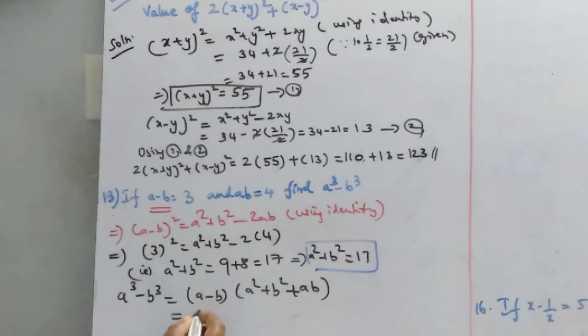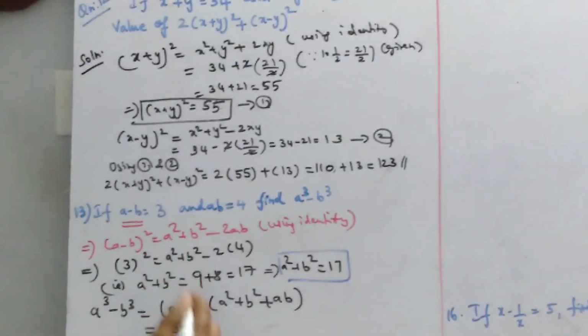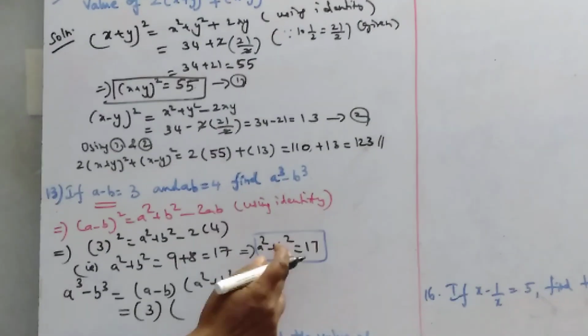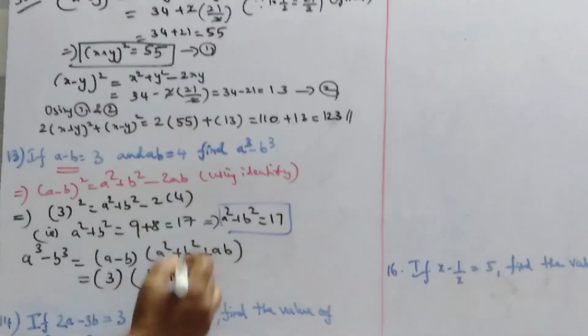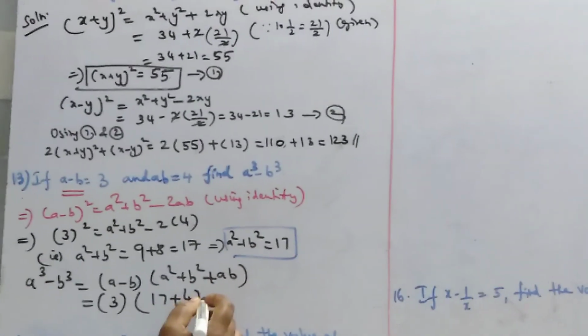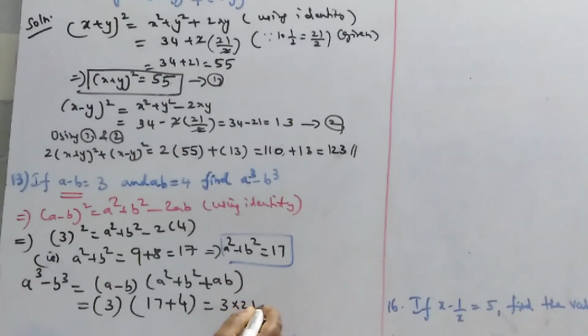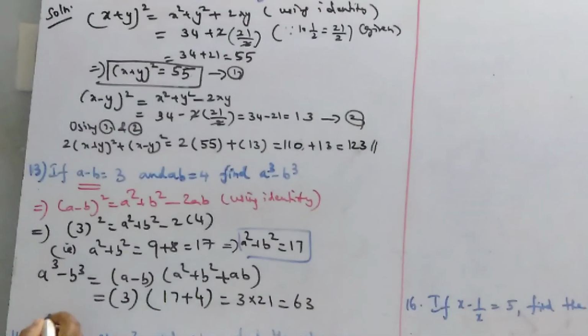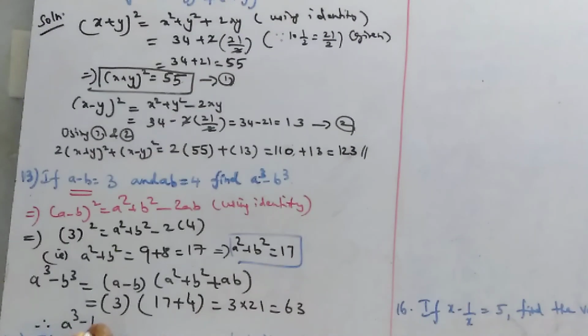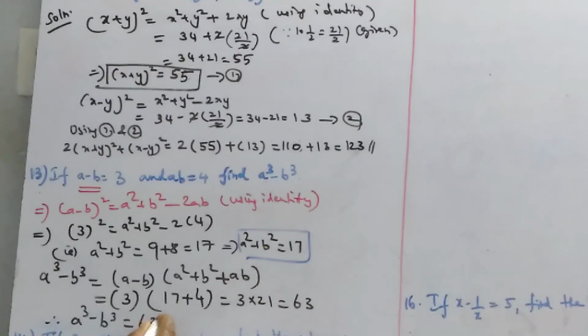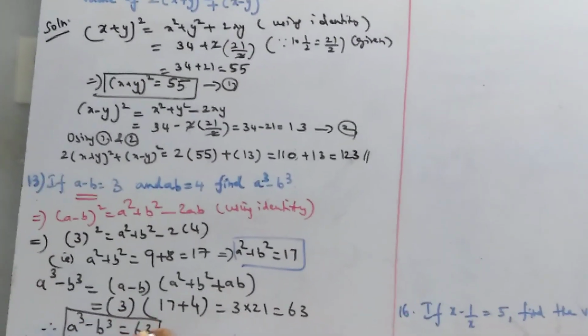Okay, so which is what? 3, a minus b is 3, which is given. Then a square plus b square is 17. Then plus ab here is 4. So which is equal to 3 into 17 plus 4 here is 21, which is equal to 63. So therefore a cube minus b cube is equal to 63 is the solution.